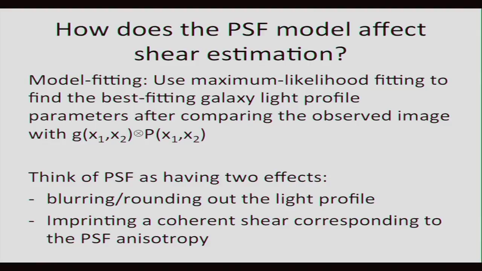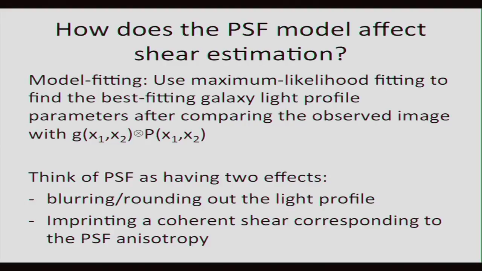This is just reproducing what I said before about how model fitting works, that we're fitting the observed light profile to the convolution of a galaxy model and the PSF. So if we get the PSF model wrong, we're going to infer the wrong galaxy model. So I wanted to give you some kind of intuition for what the PSF is doing, because there are two main effects that PSFs have on the galaxy light profiles.